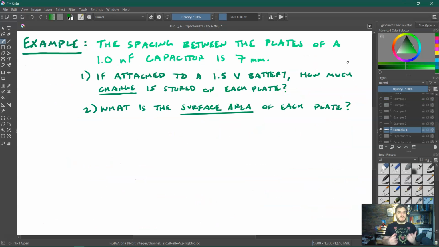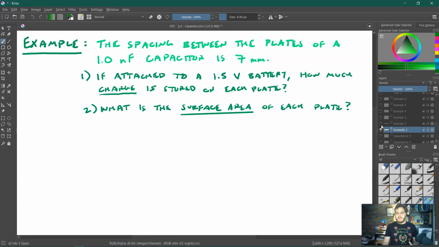So let's look at a real simple example. Let's say the spacing between the plates of a parallel plate capacitor that's specifically a 1.0 nanofarad capacitor is 7 millimeters. And if we attach this to a 1.5 volt battery, 1, how much charge is stored on each plate? And 2, what is the surface area of each plate?